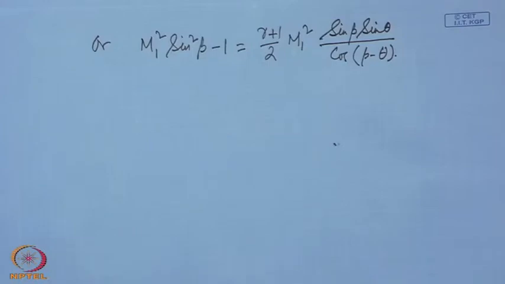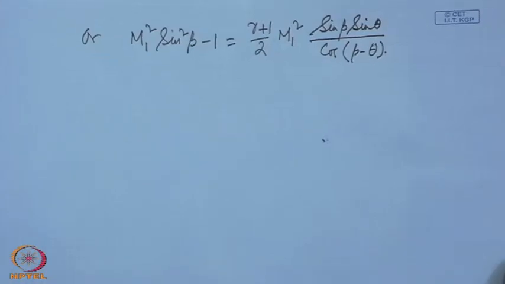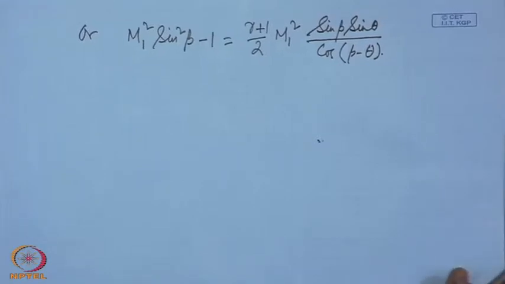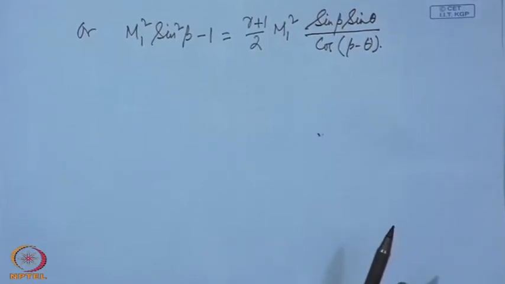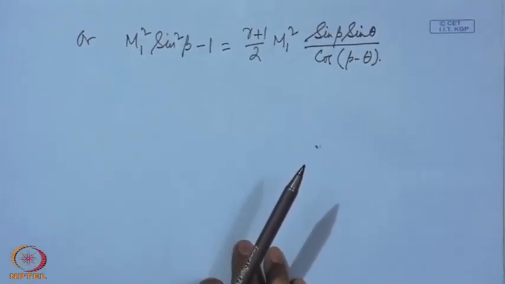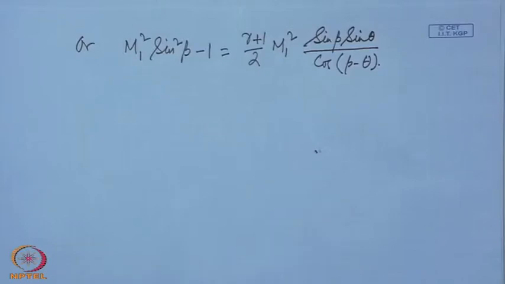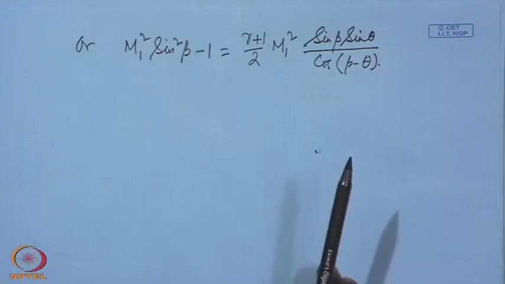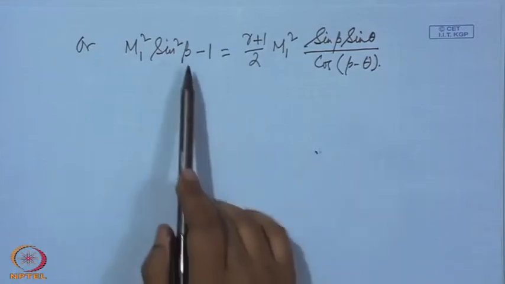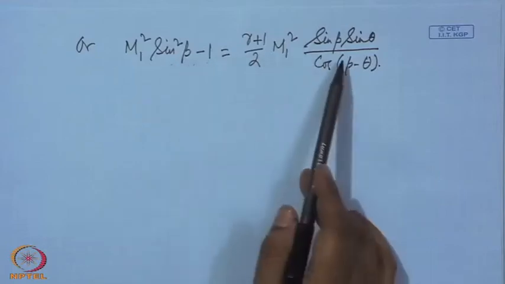We should also note that the term M1 square sin square beta minus 1 takes the role of M1 square minus 1 in the normal shock relation, and can also be called the strength of the oblique shock, as M1 square minus 1 is the strength of the normal shock. Similarly, M1 square sin square beta minus 1 can be taken as the strength of the oblique shock. So, this is the way we can express oblique shock strength.